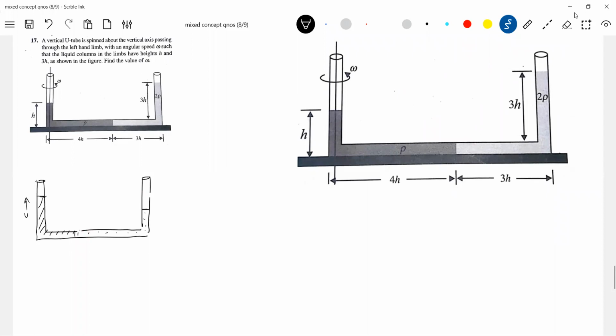So this will be, I don't know, y1. This will be x1. This will be x2. This will be y2. The only help is the pressure at 1 should be equal to pressure at 2. Pressure at 1, rho g y1, should be equal to 2 rho g y2. So y1 equals 2y2. And x1 plus x2 should be equal to 7h, the total volume of liquid.